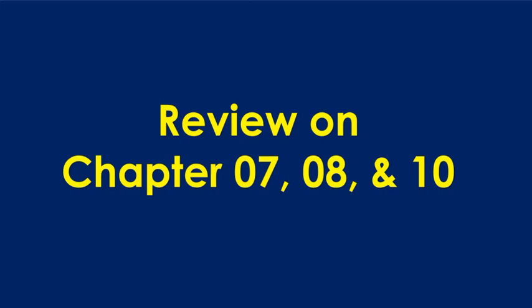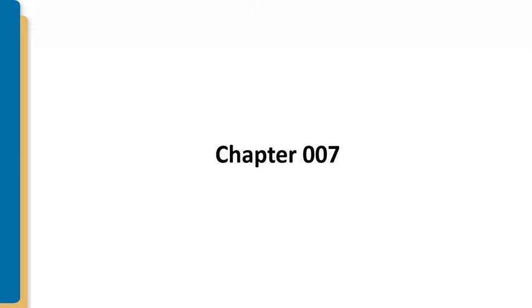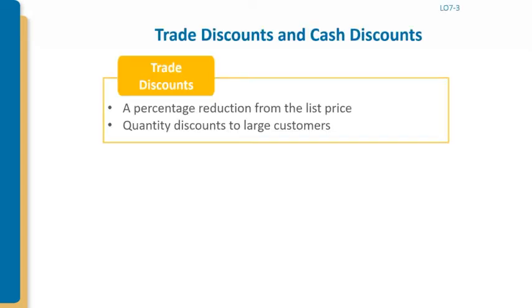Okay, in this video we'll be reviewing chapters 7, 8 and 10 that will be covered in our midterm exam. Let's start. In chapter 7 we will be discussing the trade discount, cash discount, the gross method and net method, and let's see how we record them.